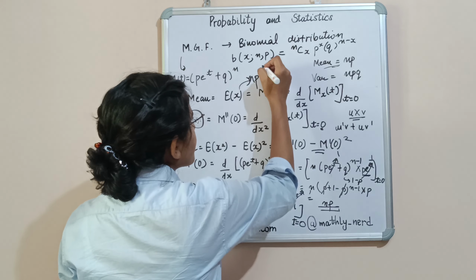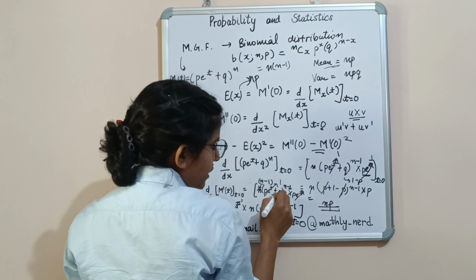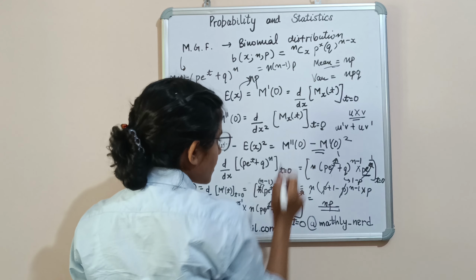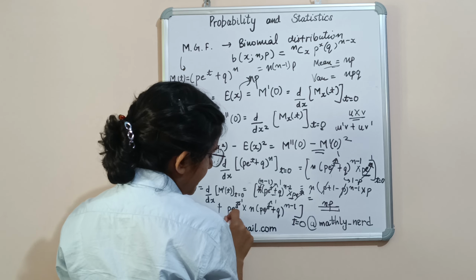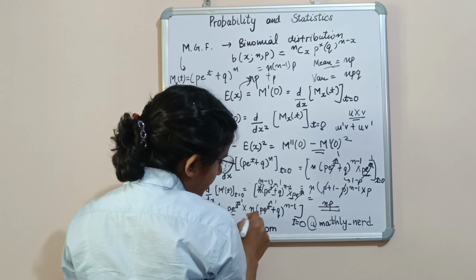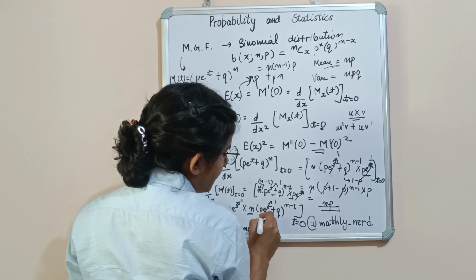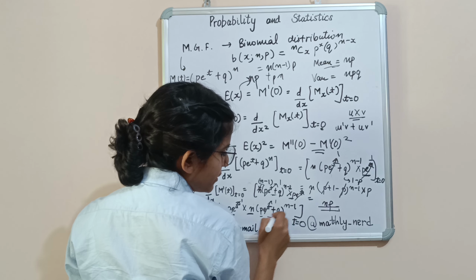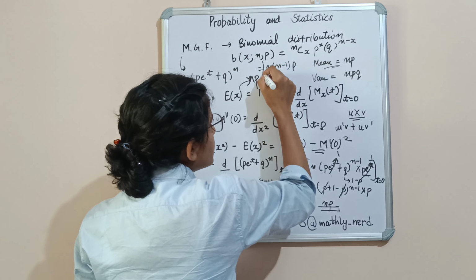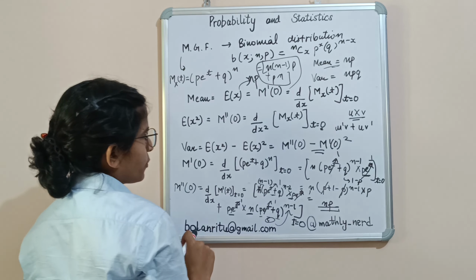So this will be n times n minus 1 into p plus p n. p plus 1 minus p will be equal to 1, 1 raised to the power n minus 1 will be equal to 1. So this is our value for M double dash 0.